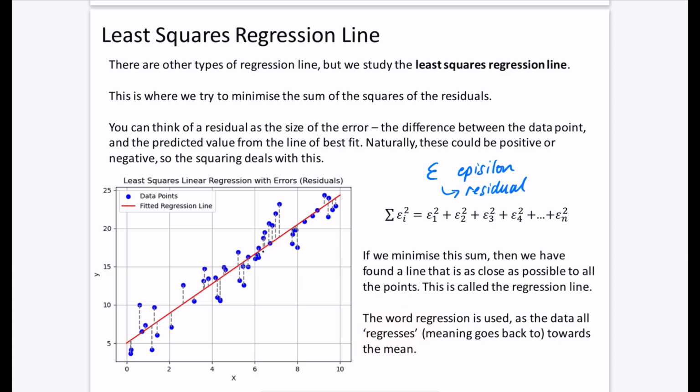I actually can't remember who it was. I was looking at this earlier. But that means that's where it kind of came from, this idea of regression. So we'll just get used to that word regression, meaning like a line of best fit.